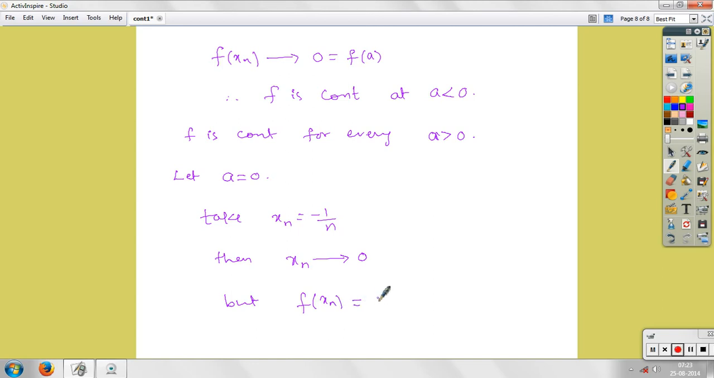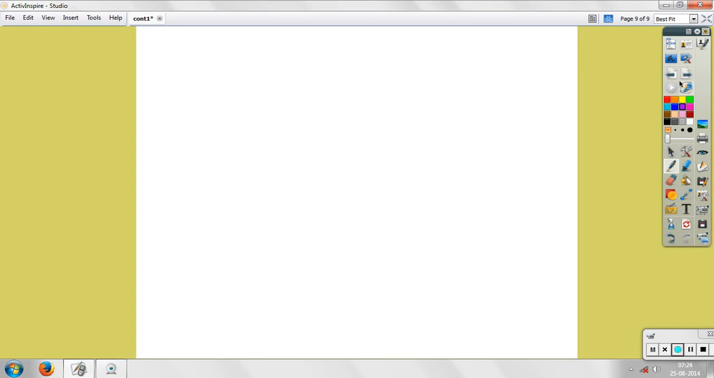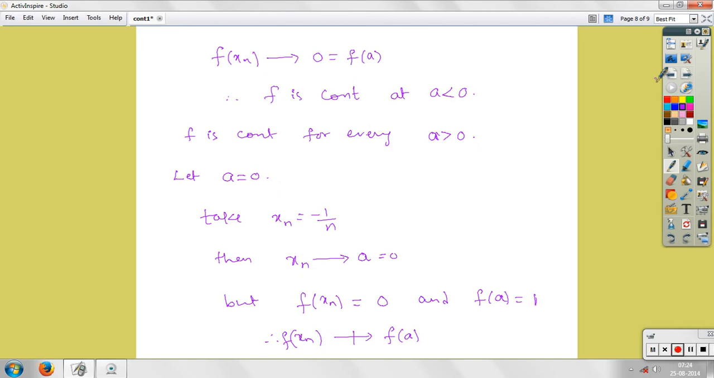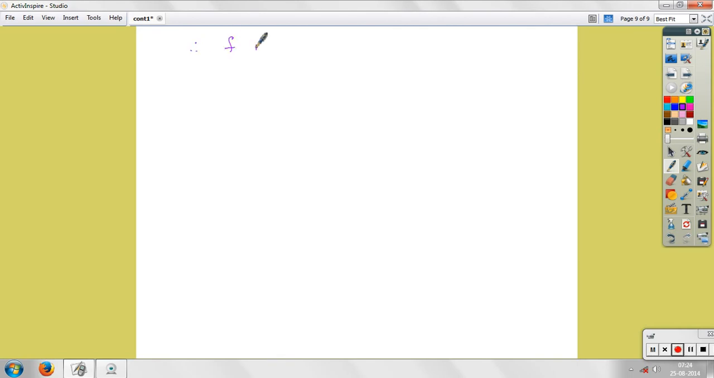Because they are all less than 0, you will get 0. So f of xn converges to 0, but f of a, because a is 0, this value is 1. So therefore f of xn does not converge to f of a, and hence f is not continuous at 0. So in this way we can show that this function f is not continuous at a equal to 0, and everywhere else it is continuous.